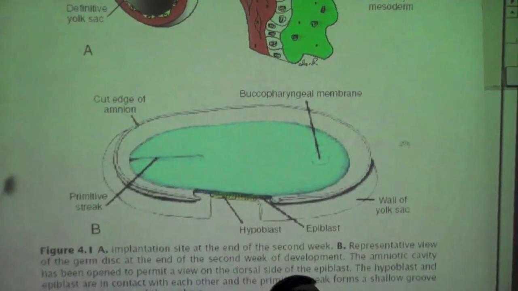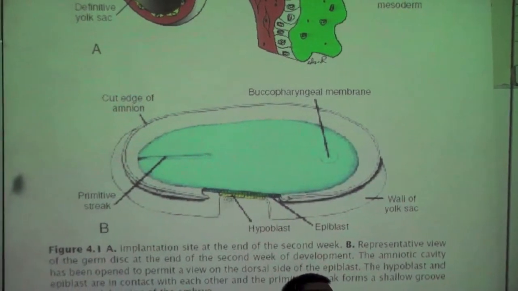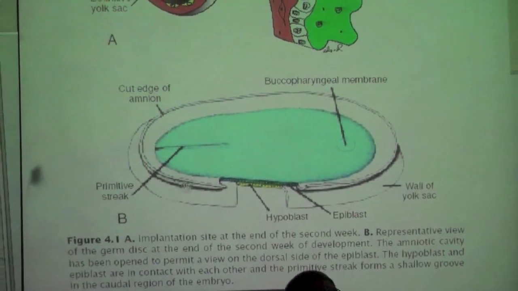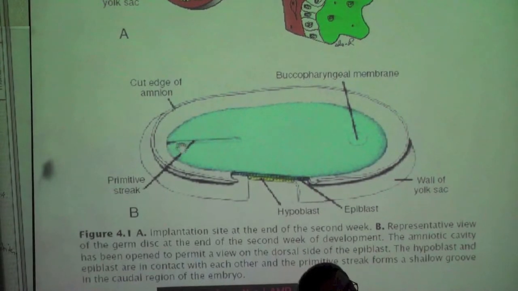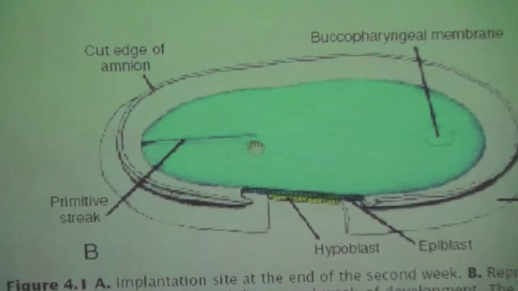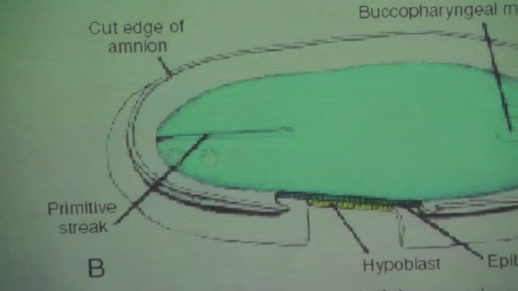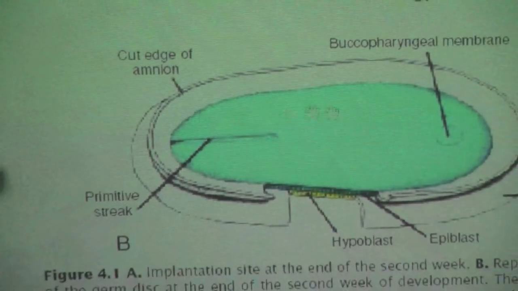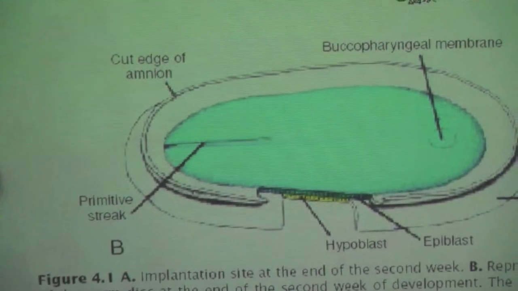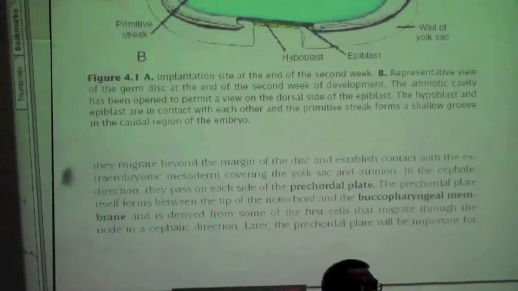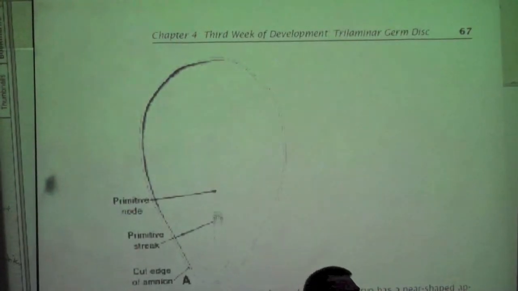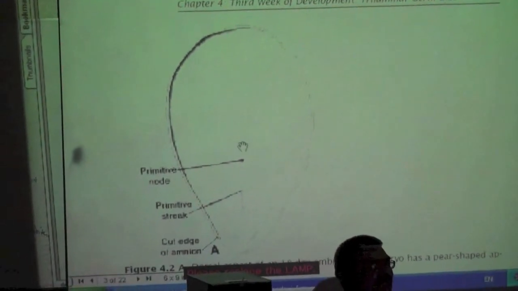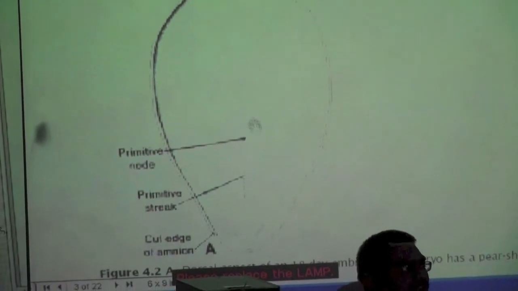Now, if we look at this picture of the embryonic disc, epiblast and hypoblast, this is a disc-like structure, two layers. Now you can see that on the surface of the epiblast, a small groove appears in the caudal part. This groove is called the primitive streak. At the same time, the epiblast cells are multiplying, proliferating, dividing, and making more cells. Now on this primitive streak, the upper end, the cranial end, becomes a little bit swollen and enlarged, and this is called the primitive node.